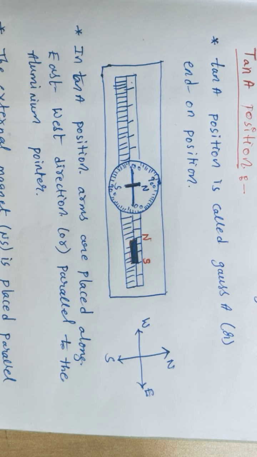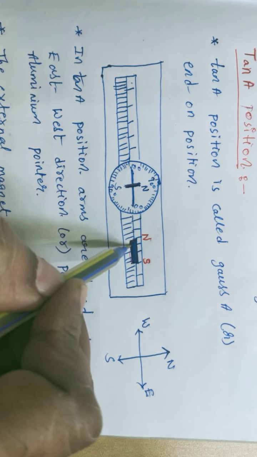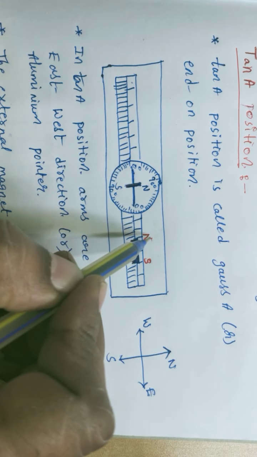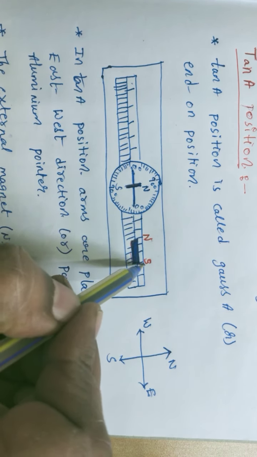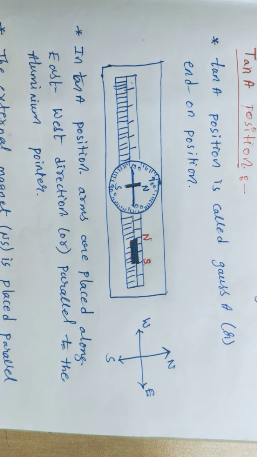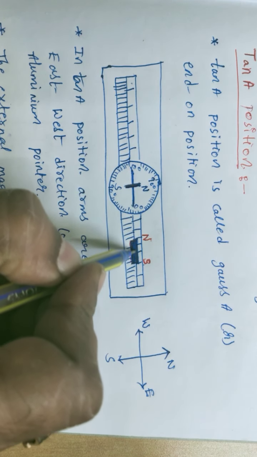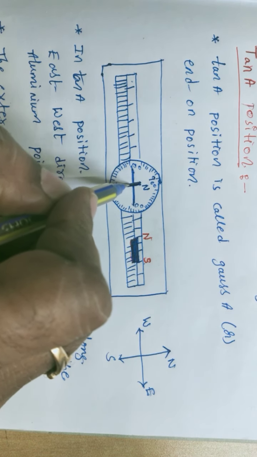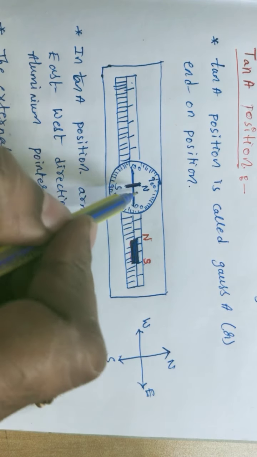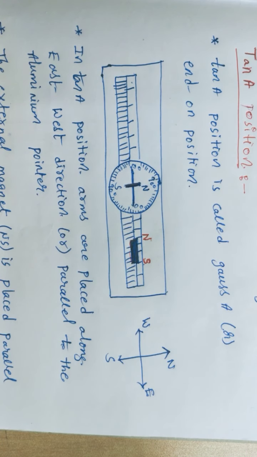Is it clear, students? So here I am taking one external magnet. I imagine this as one external magnet. This external magnet has a north pole and a south pole, like that. Is it clear? So how will it be placed? This external magnet's axial line passes through the center of this magnetic needle.